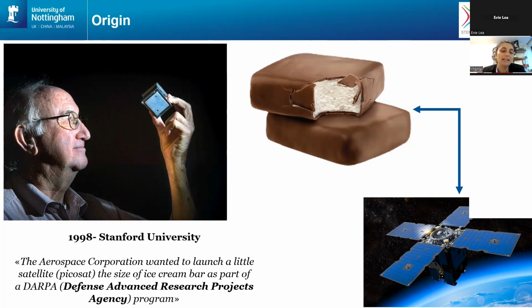In 1980, at Stanford University in California, a company asked them to design a small satellite with the size of an ice cream. He was thinking, how can I make an ice cream size satellite? What can I do?